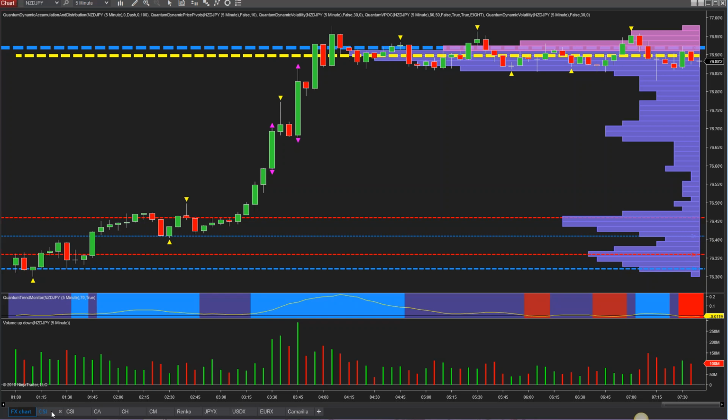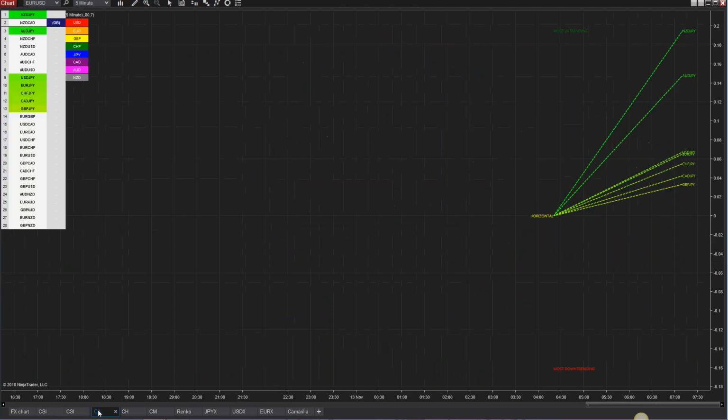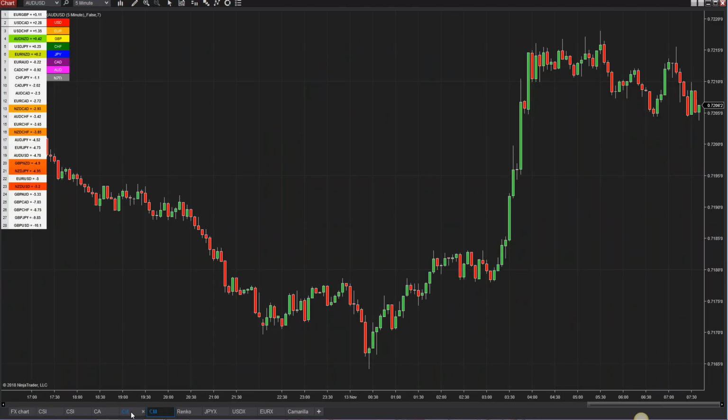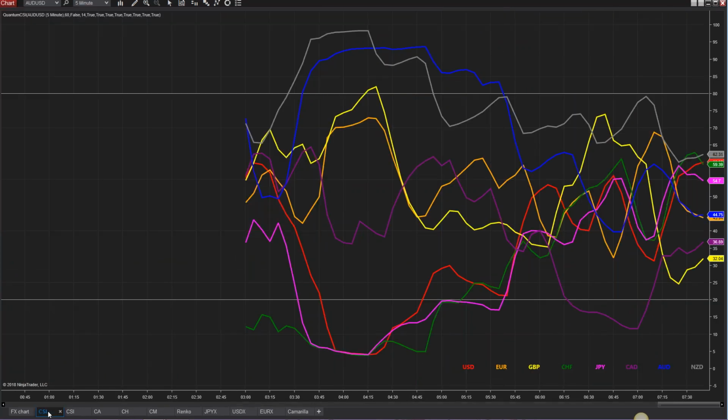The currency dashboard is composed of 4 indicators: the currency strength indicator, the currency array, the currency matrix, and the currency heat map. So let's just start with the currency strength indicator because it's always the one we start with. This breaks the market down into the individual components of the Forex world, the currencies themselves.